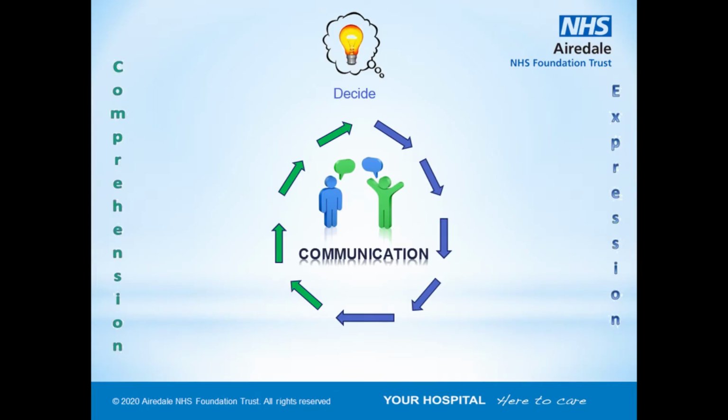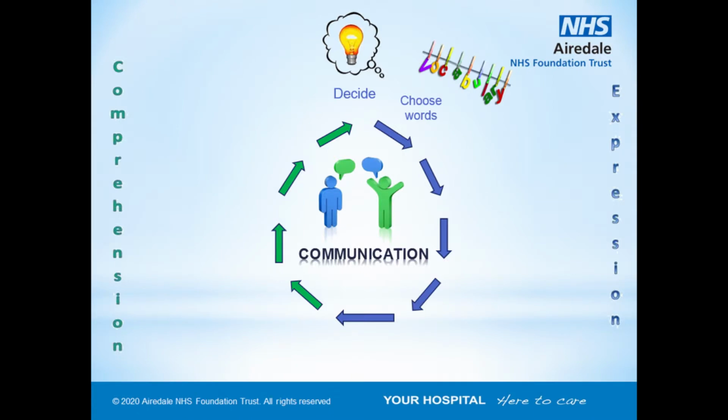The first thing we have to do when we want to say something is decide what we want to say. So we have an idea in our brain of the thing we'd like to express. And in order to do that, we have to select the right words. In our brain, we all have a vocabulary store, and that's like a library of words, all the words we've ever learned. And they're stored a bit like you would store books in a library.